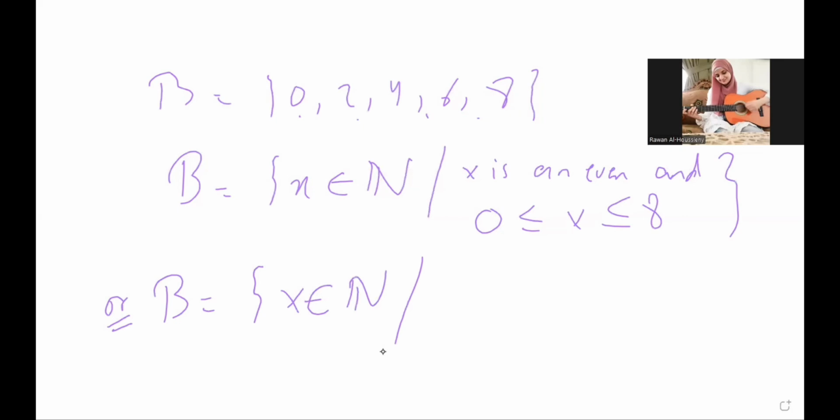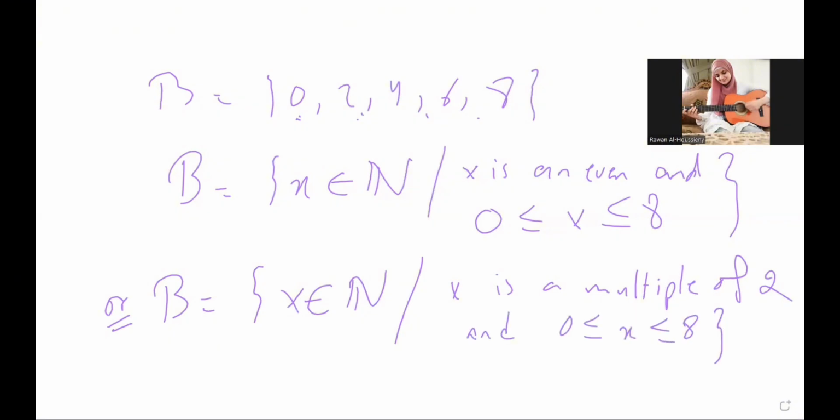Such that if we notice 0, 2, 4, 6, 8, they all exist in the table of multiplication of 2. So we can say x is a multiple of 2. We also have to specify that x is between 0 and 8. So we have two methods to write the set.